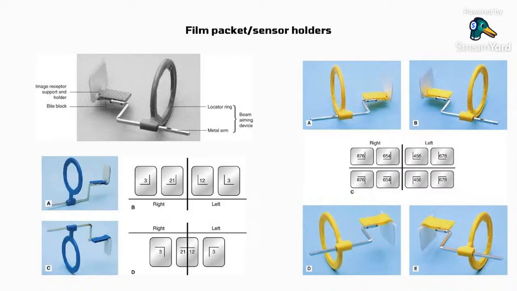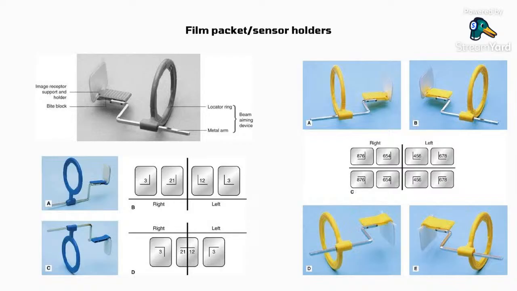And you can observe in this picture, the first black and white picture that you see, there are some parts mentioned for this film packet or sensor holder or cone indicator. Let's talk about the most left part that they have pointed out. I don't have a pointer with me here, so I am trying to be as descriptive as possible. You can see that it says image receptor support and holder. This is where you keep the sensor, and this particular part holds the sensor so that it does not fall.